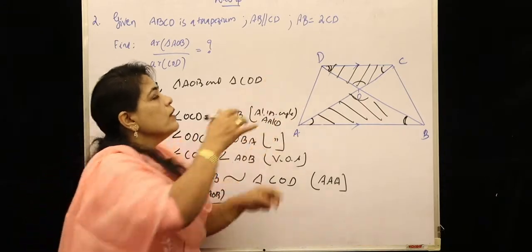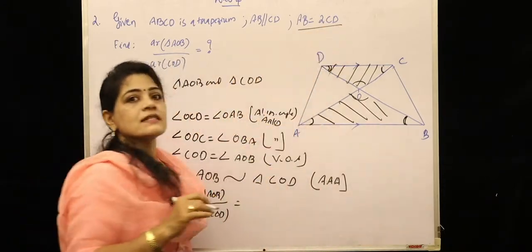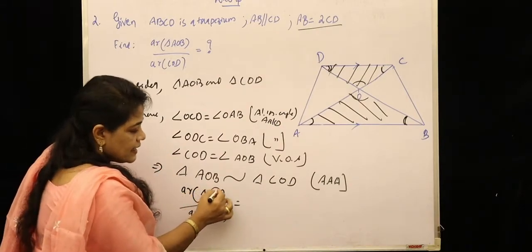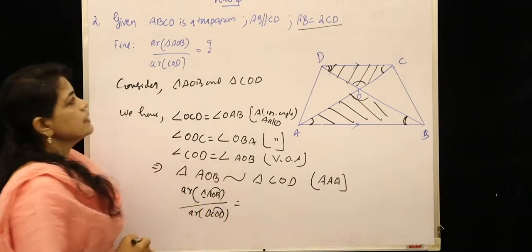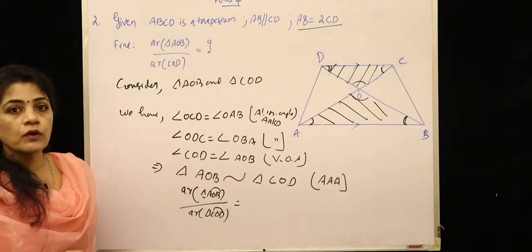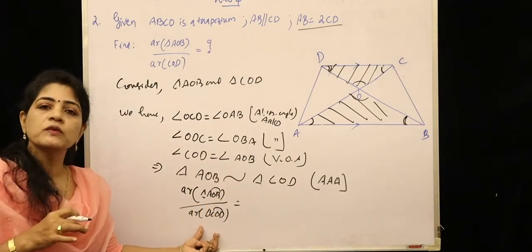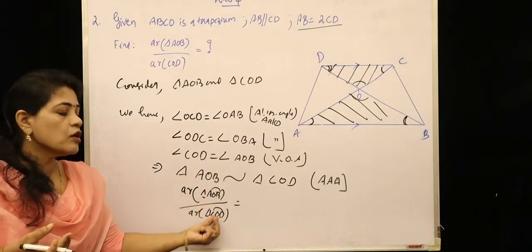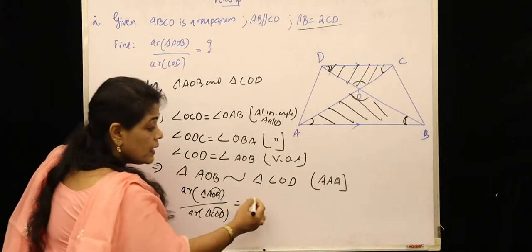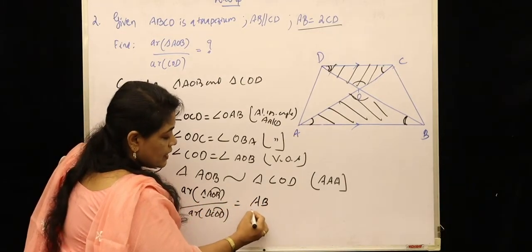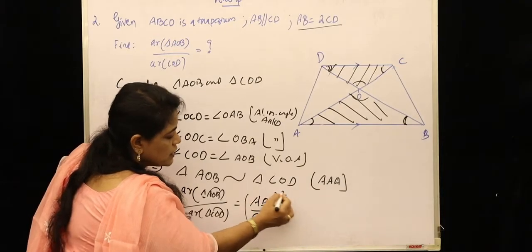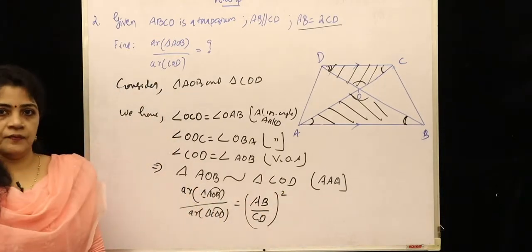But we are given AB and CD. See children, AB and CD are the corresponding sides. So you can write the ratio between the areas of two triangles in terms of the square of the ratio of AB and CD, being the corresponding sides. I am taking this ratio for equating the areas of these two triangles.